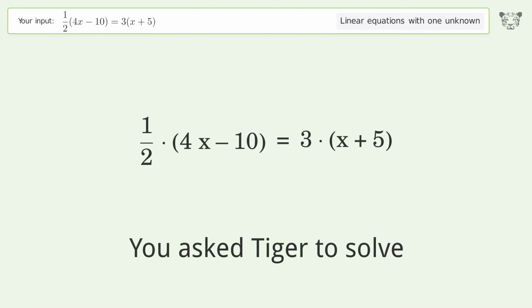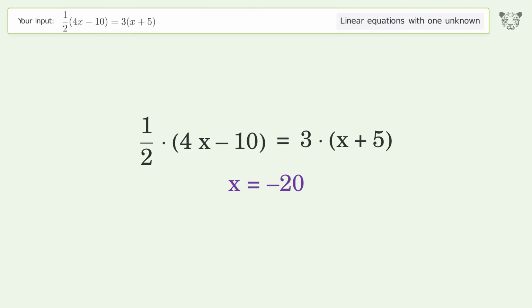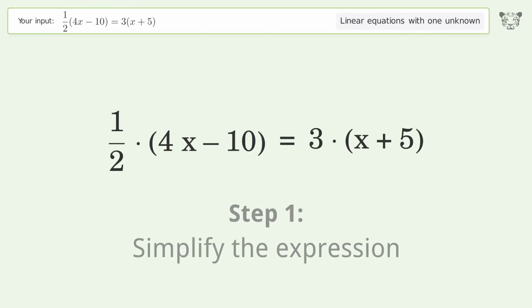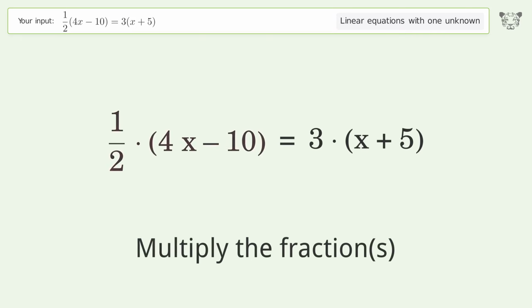You ask Tiger to solve. This deals with linear equations with one unknown. The final result is x equals -20. Let's solve it step by step. Simplify the expression. Multiply the fractions.